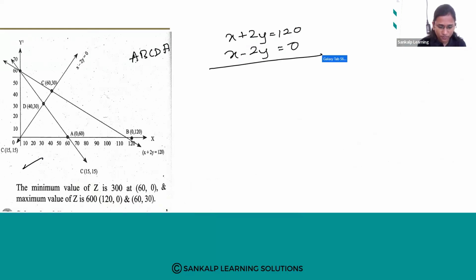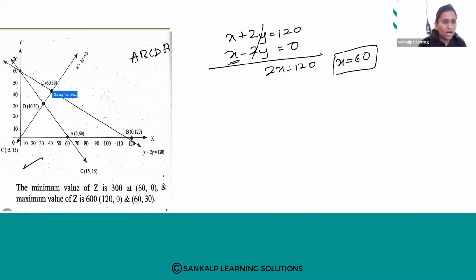So C is the intersection of x plus 2y equals 120 and x minus 2y equals 0. Adding, we get 2x equals 120. That means x is 60. If x is 60, then y will be 30. So this point is 60, 30.